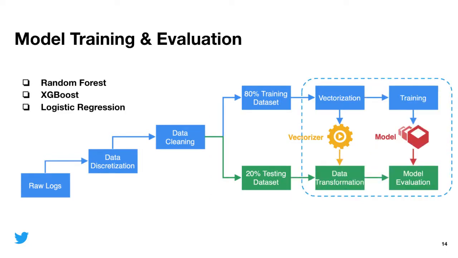After the feature extraction, we'll do some model training here. We evaluated 3 different classification algorithms: random forest, XGBoost, and logistic regression. For the model evaluation, we'll first transform the 20% testing dataset based on our vectorizers trained from the previous step, and then we'll evaluate the models trained.